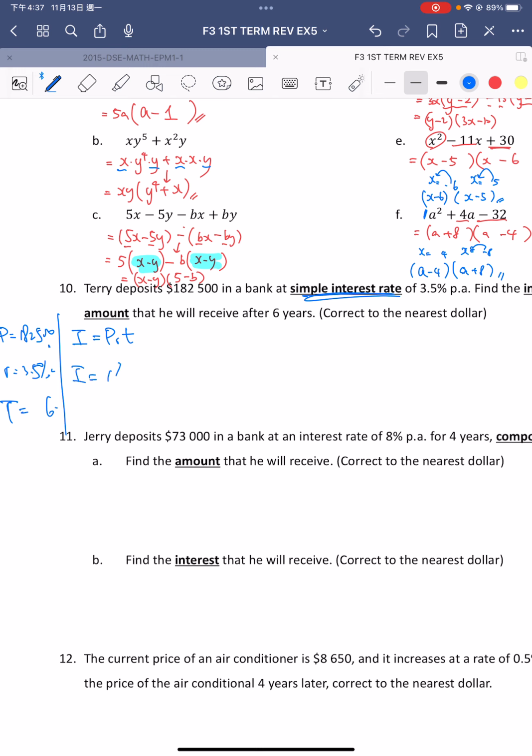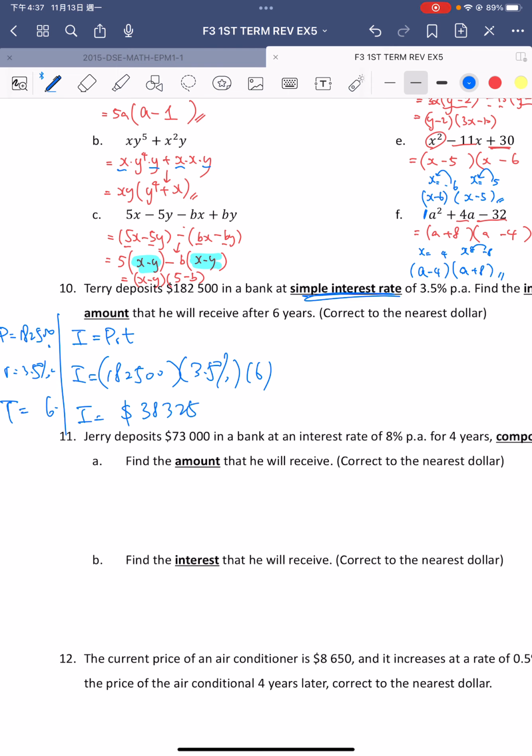So I is equal to 182,500 times 3.5%, and then times another 6. So our I is equal to 182,500 times 0.035 times 6. So the answer, giving you the interest after 6 years, is going to be equal to 38325.